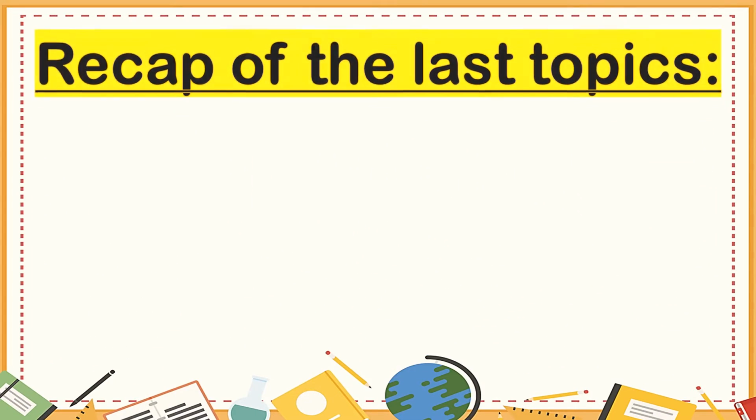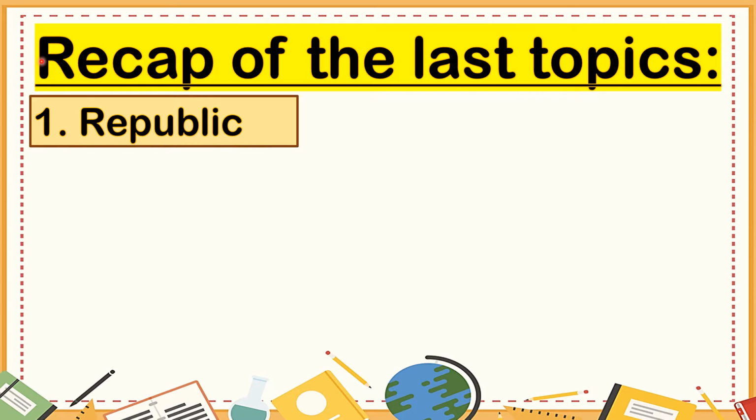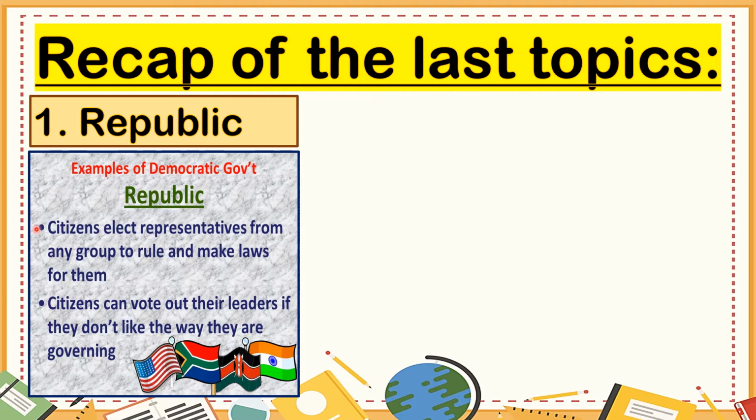Class, before we proceed with our midterm assessment review, I would like us to have a short recap of the last topics that we discussed last week. The first one is Republic. What is a Republic? Citizens elect representatives from any group to rule and make laws for them. Citizens can vote out their leaders if they don't like the way they are governing.